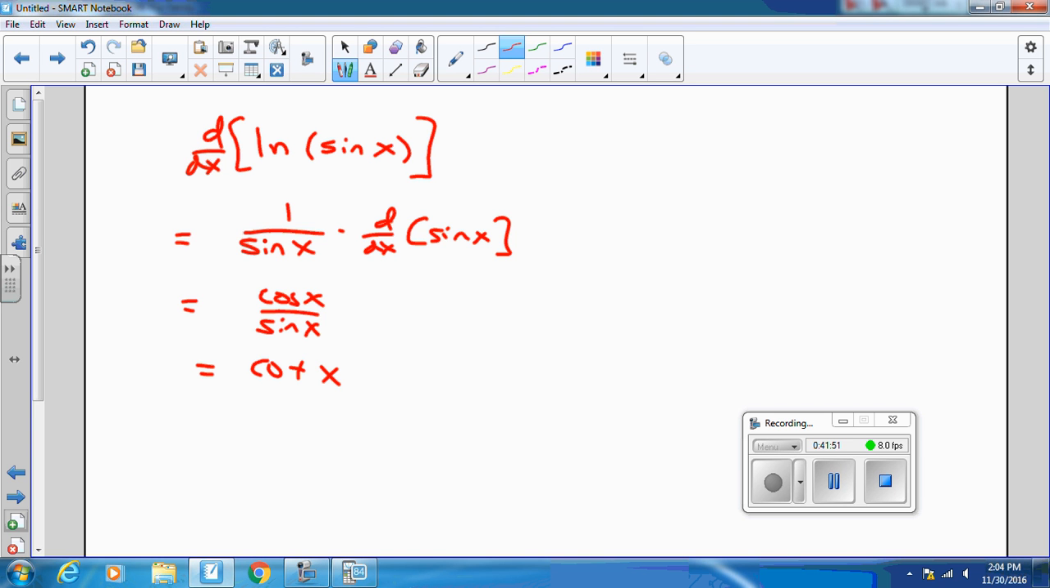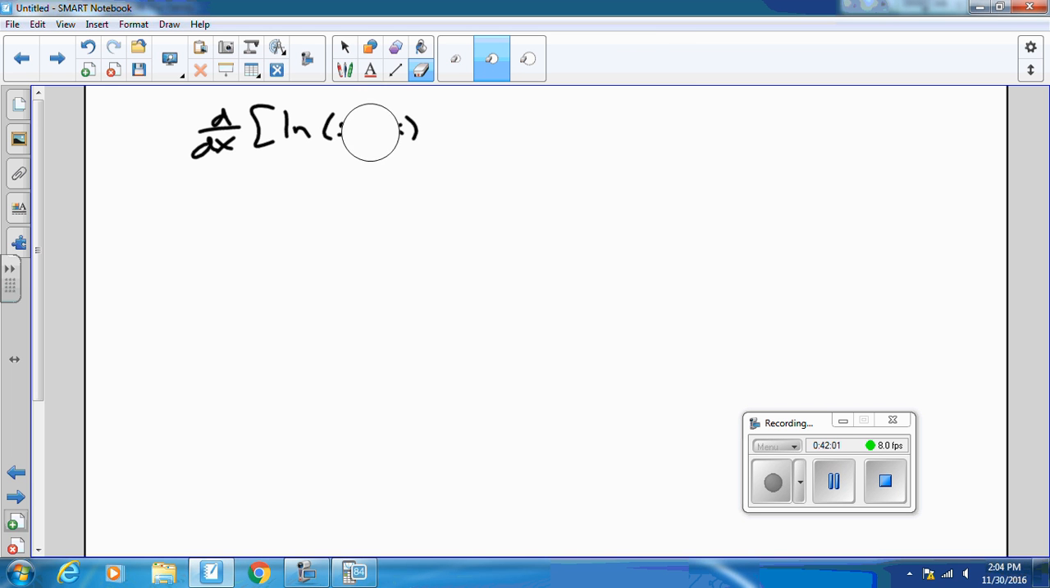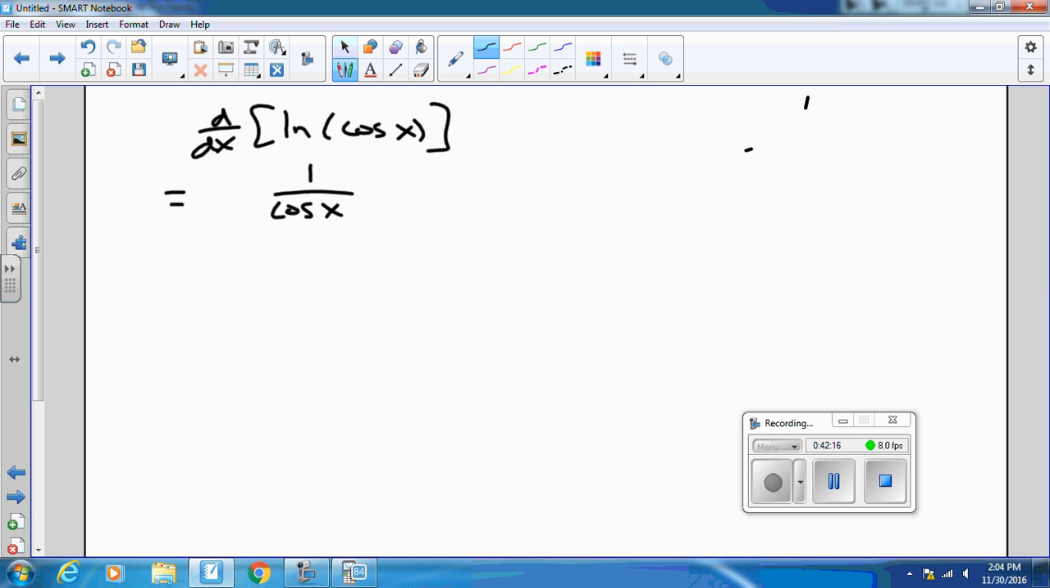Let's try it. We've got a prediction. No, no cosine. That's what we got. Hey, I didn't ask for lines. Go away. Here we go. Okay. Natural log of cosine x: the derivative is 1 over cosine x times the derivative of cosine x, which is negative sine x, so negative sine x over cosine, which is negative tangent x. That's pretty cool.